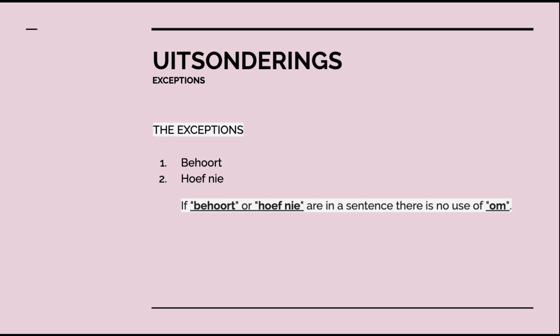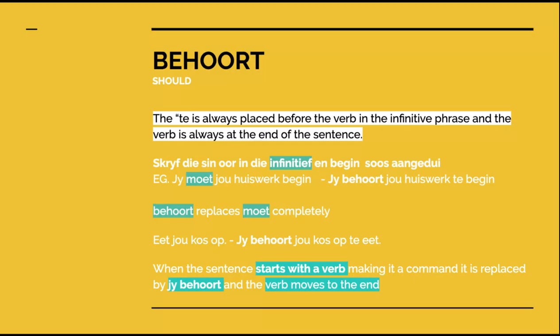UITSONDERINGS, exceptions. The exceptions in the infinitive are behoort and hoef nie. Behoort and hoef nie take the place of te in a normal infinitive sentence. Behoort, which means should in English. The te is always placed before the verb in the infinitive phrase, and the verb is always at the end of the sentence.